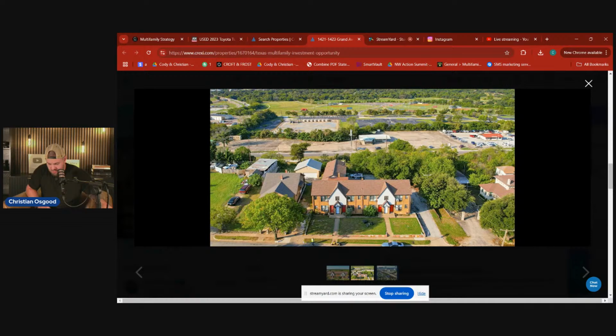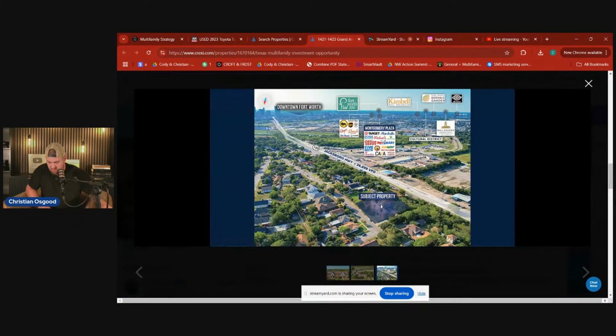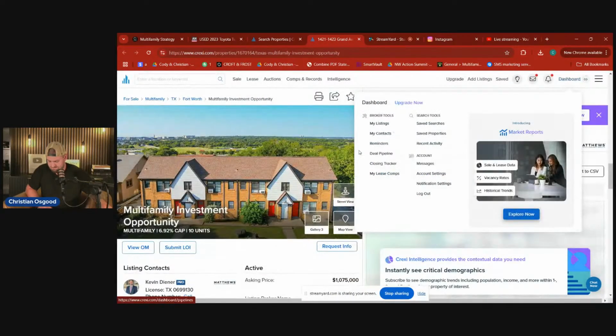I'm imagining 10 units. 1, 2, 3, 4, 5, 6, 7, 8. I'll bet you this back building, so it's probably this whole L, and there's your parking. Subject property. Yes, we were right. So it's this whole area here. Big lot near Highway 199. I don't hate this location, by the way. This is not a bad area. Okay. I'm still interested.